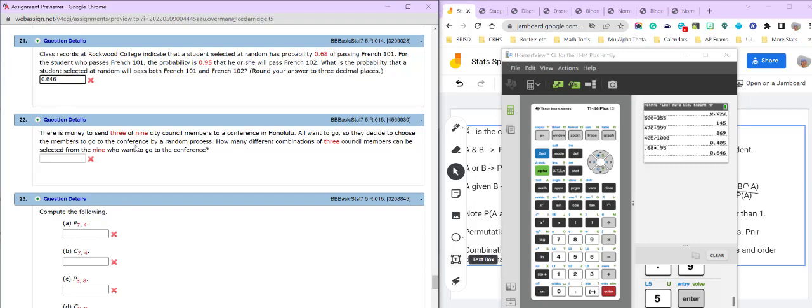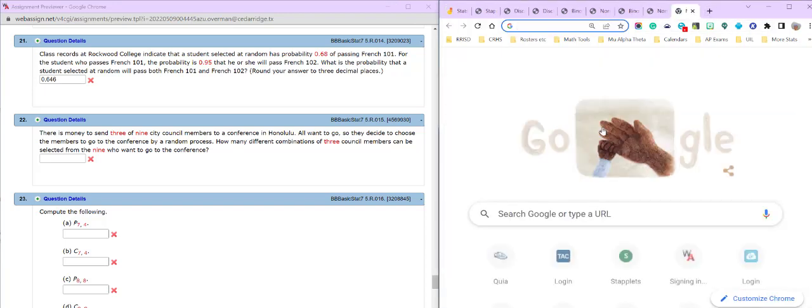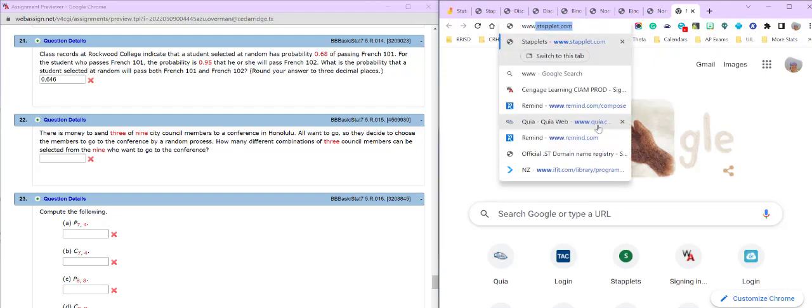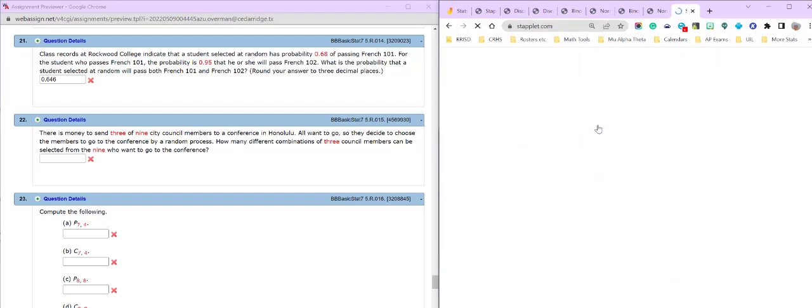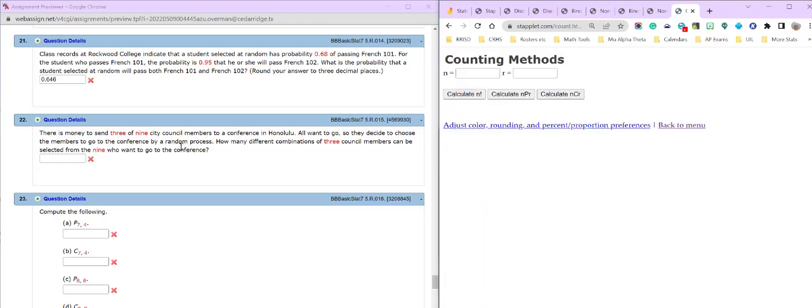There is money to send 3 of 9 city council members to a conference in Honolulu. Oh, I need to add one more staple to the list: counting. So if you look, you'll see counting methods. We'll want this one as well, all right? 3 of 9 city council members. So we've got 9 council members, and we're picking 3.